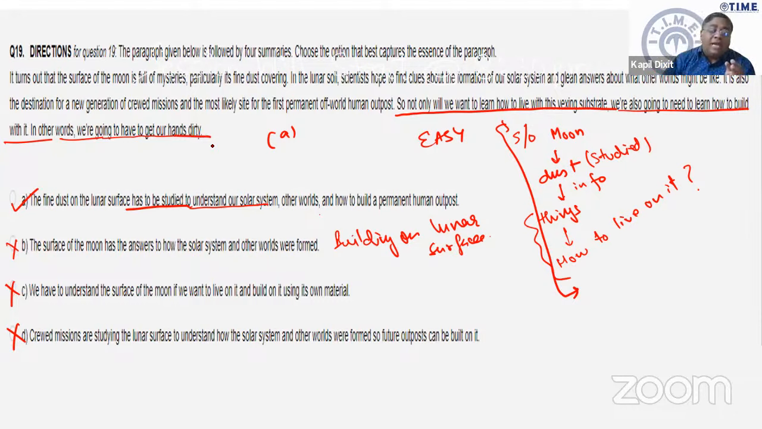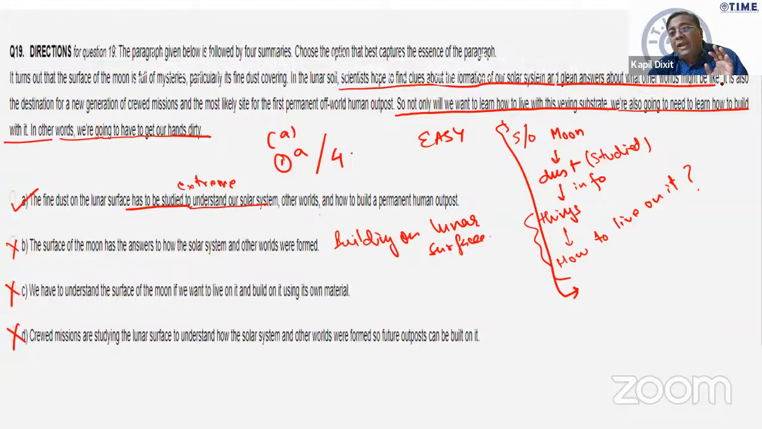So look, here it is not being made extreme because this is based out of 4, number 1. Okay. Number 2, it is saying it turns out that the surface of the moon is full of mysteries, particularly its fine dust covering. And we are going to have to get our hands dirty. Particularly its fine dust, in the lunar, scientists hope to find clues. So it has to be studied, and glean answers about what other worlds might be like. Okay, that is why I am saying this can be the answer. This is based out of 4.